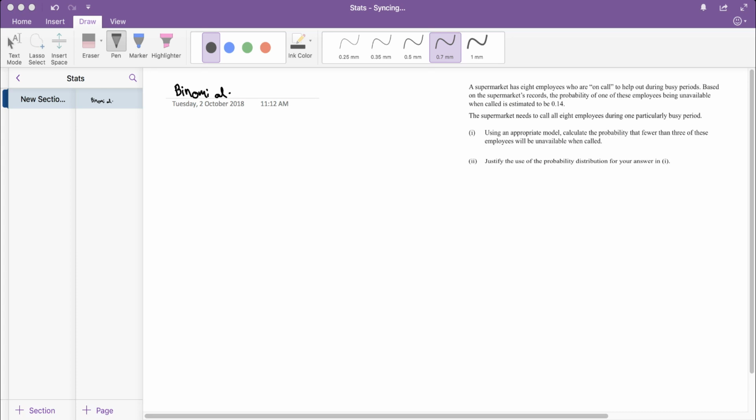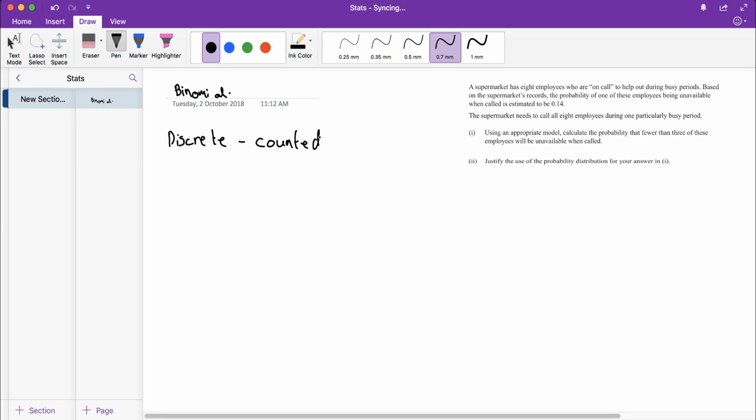Okay, so in this video, we're going to start looking at the binomial distribution. For a start, we need to be clear that it's a discrete distribution. By discrete, that means it is counted. Anything that is counted is discrete, and anything that's measured is continuous.